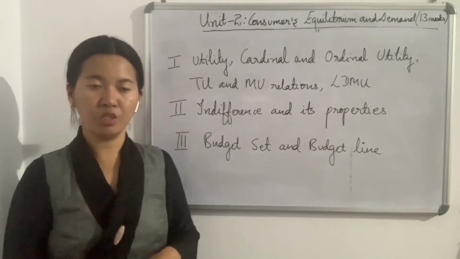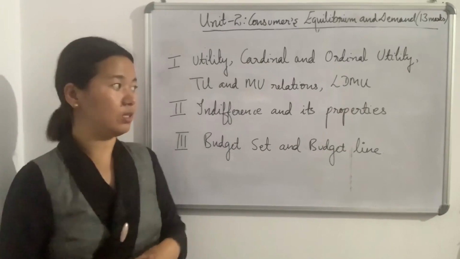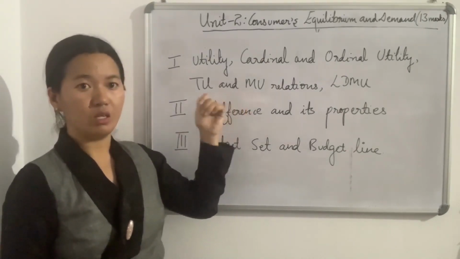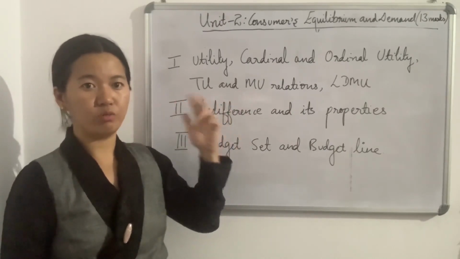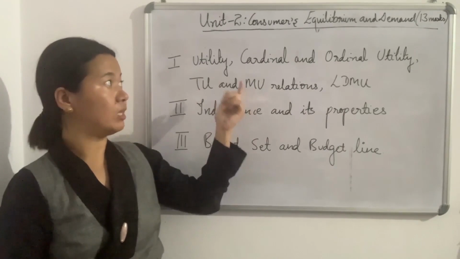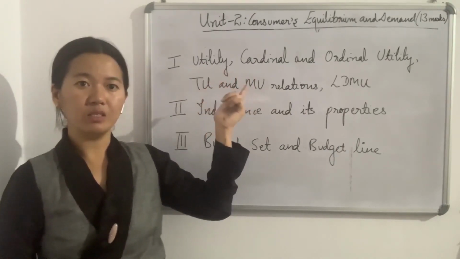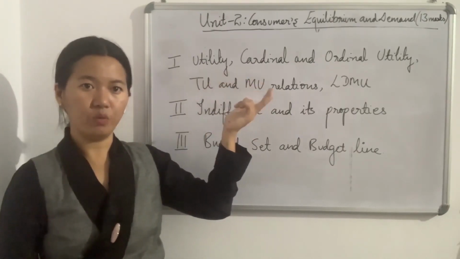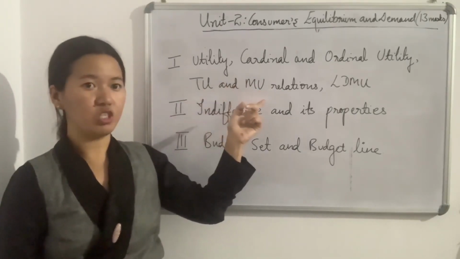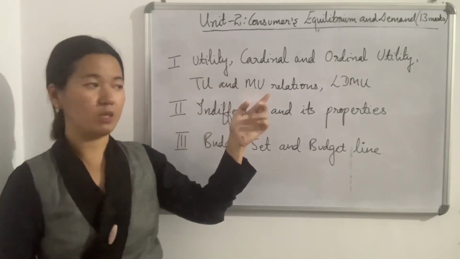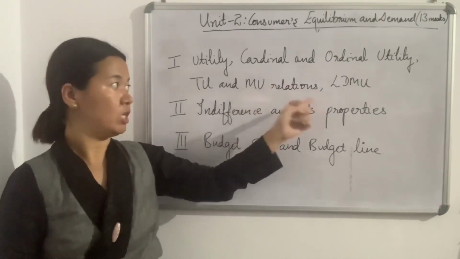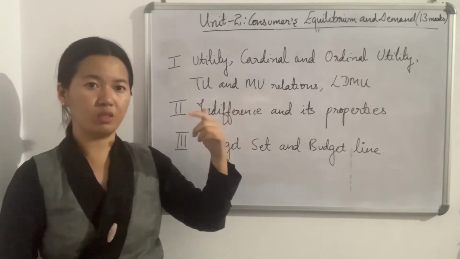In the second session, we learned these three main concepts. The first concept will come for either 1 or 3 marks. The meaning of utility will come for 1 mark, and also cardinal and ordinal utility, any one, will come for 1 mark with an example. TU and MU relation and the law of diminishing marginal utility will come for 3 marks each, and you have to explain it with a diagram.